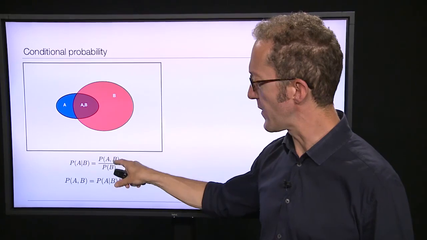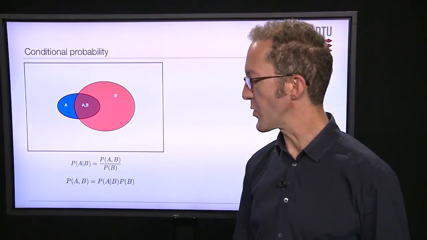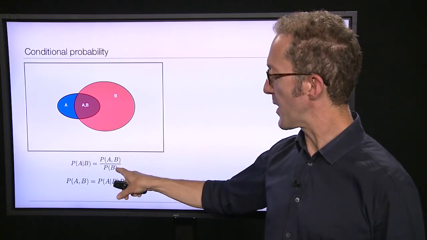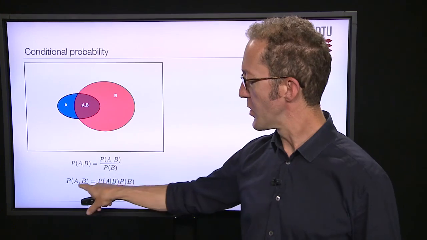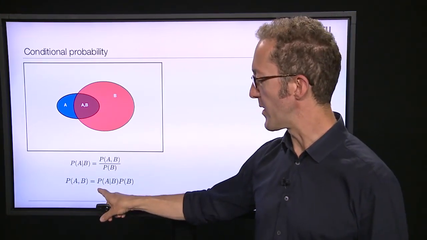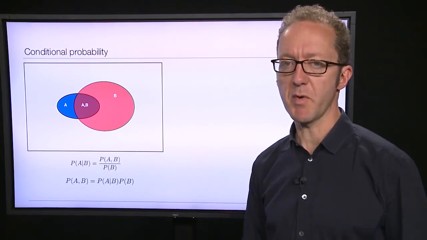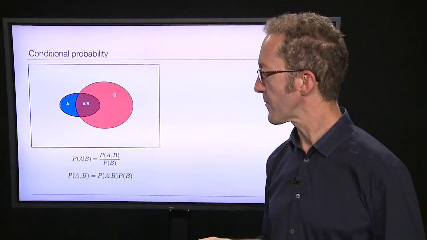You can see that this equation can be rearranged quite simply into the one shown at the bottom here. If you multiply by the probability of B on either side, you see that the joint probability of A and B can be expressed as the probability of A given B times the probability of B. We'll use that in different contexts.